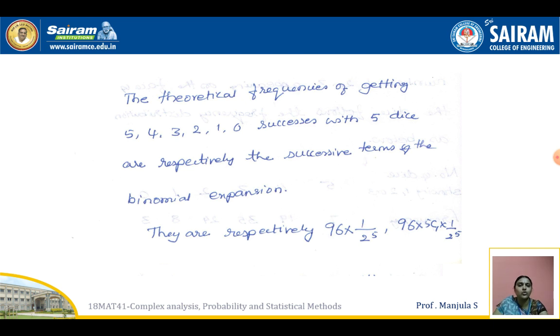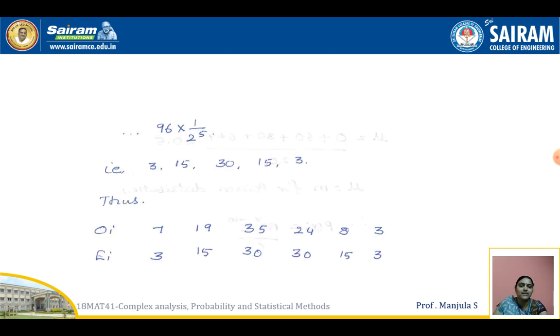First, what we have to do is write the binomial distribution formula. So find out p, q, all these values, and multiply by 96. Next, substitute the values x equals 0, 1, 2, 3, 4, 5. On simplification we are getting 3, 15, 30, 30, 15 and then 3. So the observed frequency, the given data, you write as it is, and the expected values are 3, 15, 30, 30, 15, 3. This is the expected frequency we just got.